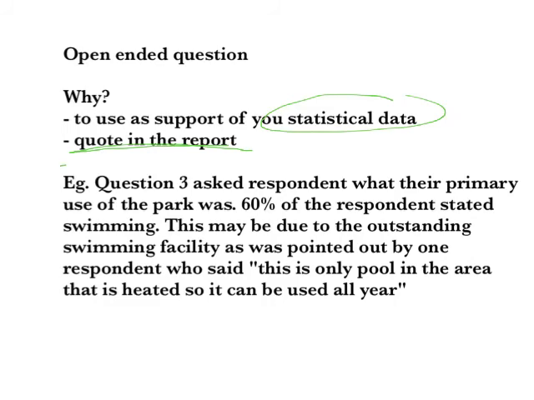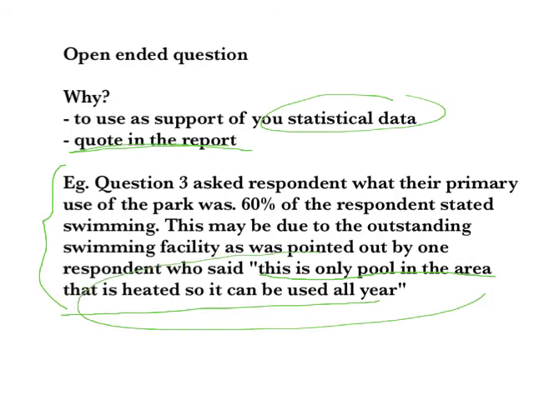For example here, this is just made up, but question 3 asks respondents what their primary use of the park was. 60% of the respondents stated swimming. This may be due to the outstanding swimming facility, as was pointed out by one respondent who said, and this would be a quote that has come straight from the survey, this is the only pool in the area that's heated, so it can be used all year. So what I've done is use a quotation from an open-ended question to support the statistical data from one of the earlier questions, in particular question 3.